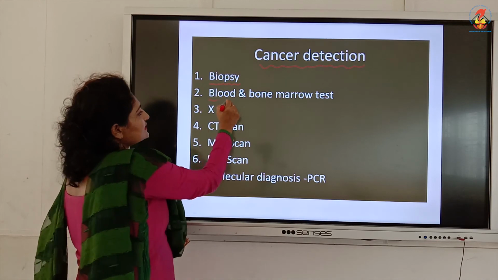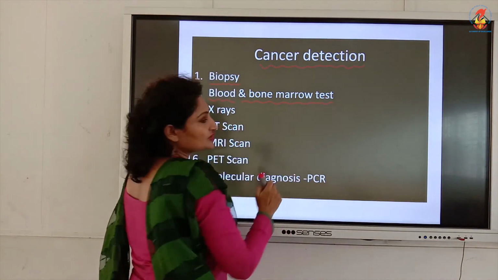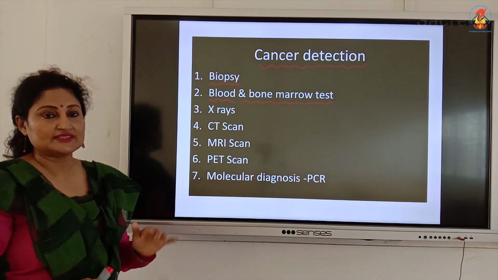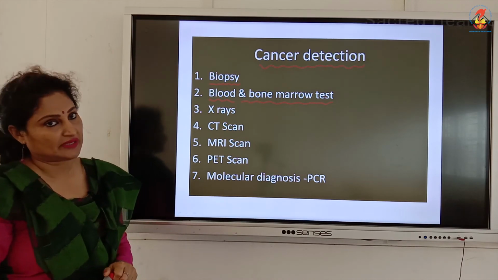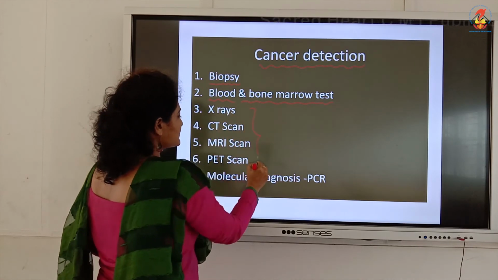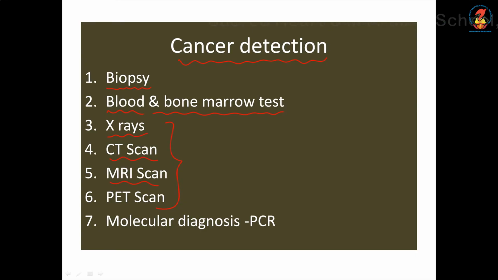Next, blood test and bone marrow test is usually done to test the blood cell count, especially the WBC count in the case of leukemia. Then radiography like X-rays, CT scan, MRI scan and PET scans are done to find out cancer of internal organs or the visceral organs. And we have the modern technology, molecular diagnosis called PCR.